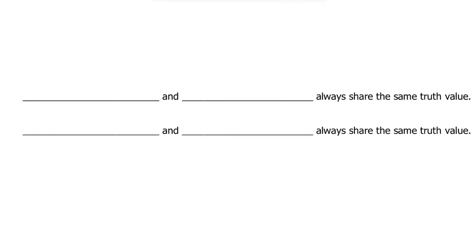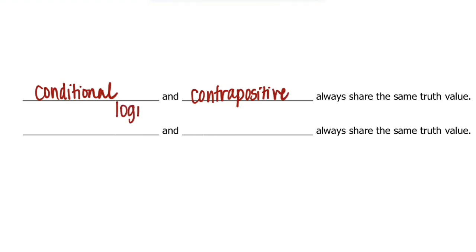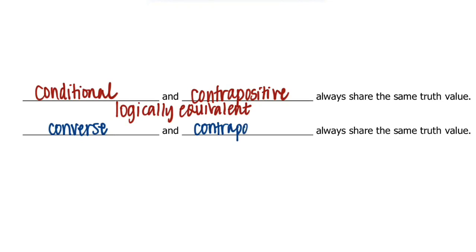Meanwhile, did you figure out which ones always share the same truth value? Because I'm going to write it right down here. It is the conditional and the contrapositive. They call these two logically equivalent. Logically equivalent. That means that they share the same truth value. And the other two that are logically equivalent are the converse and the inverse.